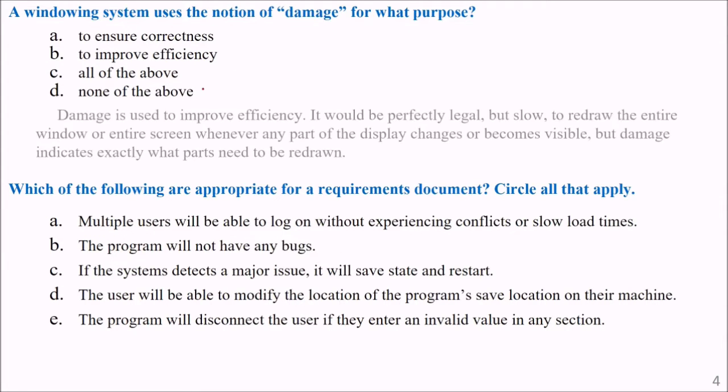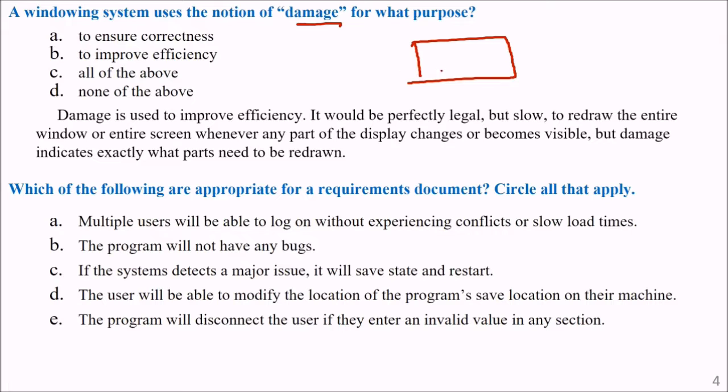Can you answer this? The answer is, let me tell you first, damage is used to improve efficiency. It will be perfectly legal but slow to redraw the entire window. That is, the windowing scheme is drawing the entire screen whenever any part of the display changes or becomes visible. But damage indicates exactly what parts need to be redrawn. So our answer would be to improve the efficiency.